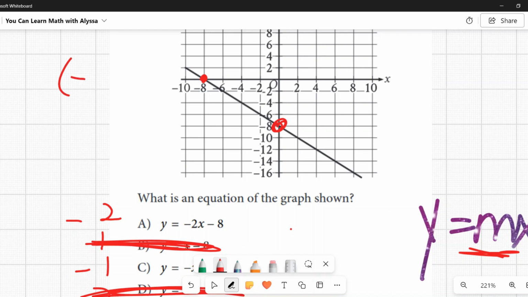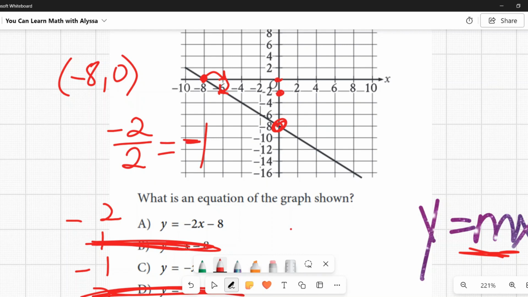This point is -8, 0, and it's rise over run. And we can do this as an equation, or we can just kind of count it out. So there's also a point there. It goes to the right 2, towards that positive. So my run is a +2, and it's going down from 0 to -2. So that rise is a -2. It's -2 over 2. That's going to be a -1. My slope is -1.